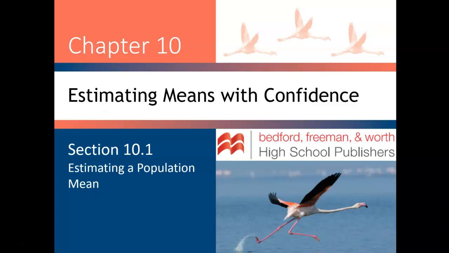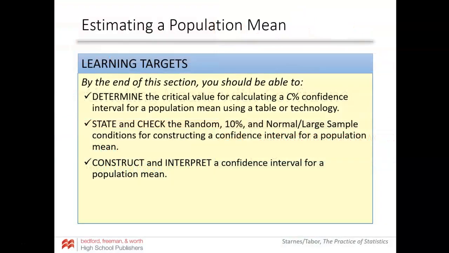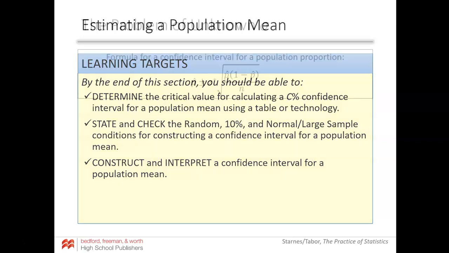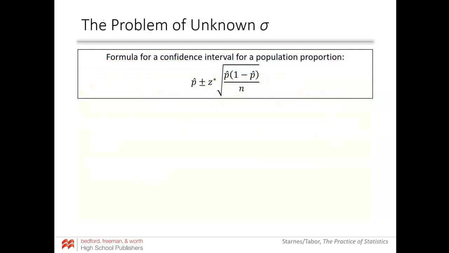All right, so section 10.1 is going to be estimating a population mean. We're going to work on confidence intervals here. So, we have a few learning targets we're going to take care of. And in class, I would kind of do this as a discovery activity. And before I show you any notes, I might ask the students to say, what do you think would be the formula to find a confidence interval for a true population mean?